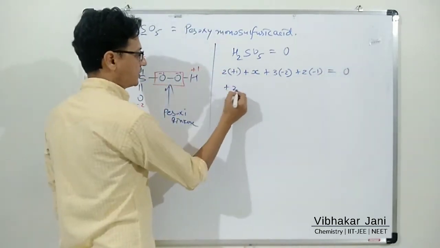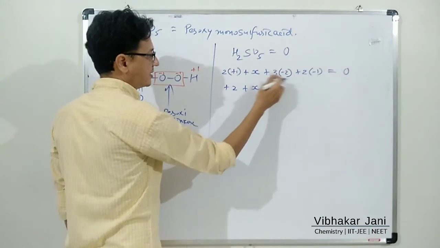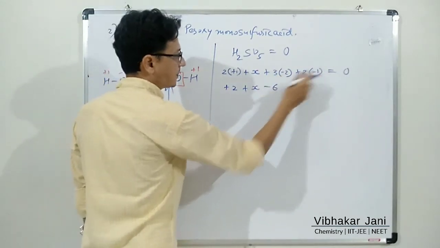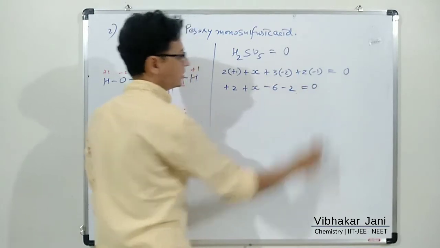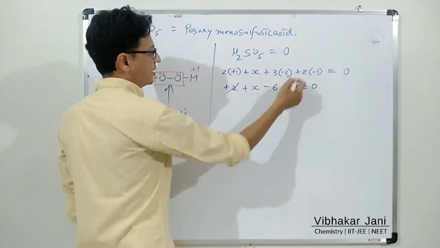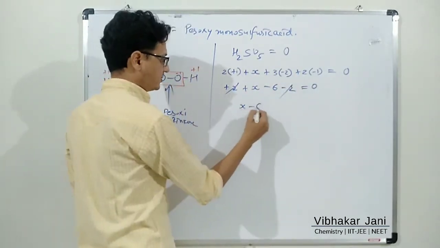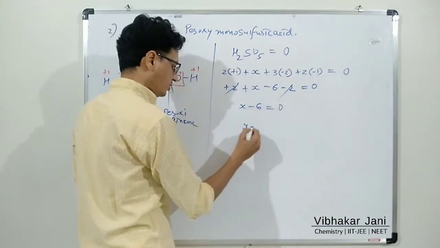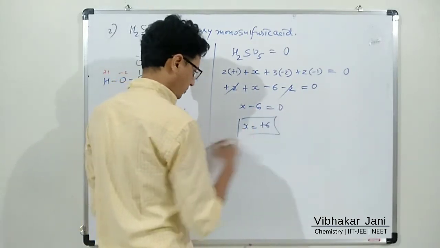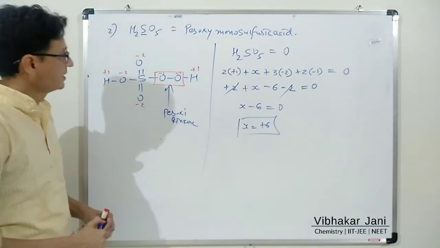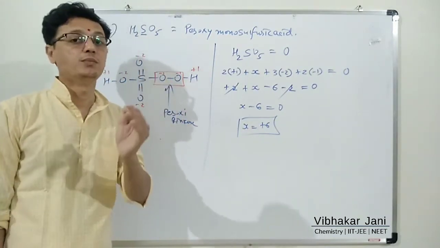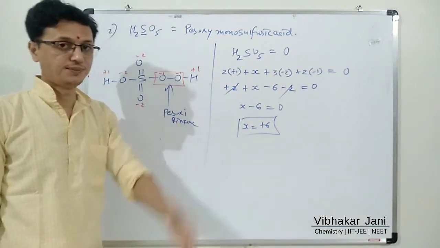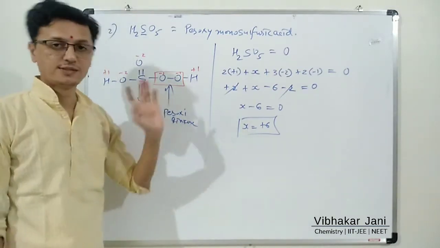Okay, now this is +2 plus X -6 -2 is equal to 0. This +2 and -2 will cancel, so it is X -6 is equal to 0. So X is equal to +6. That means the oxidation state of sulfur in peroxy monosulfuric acid is +6.